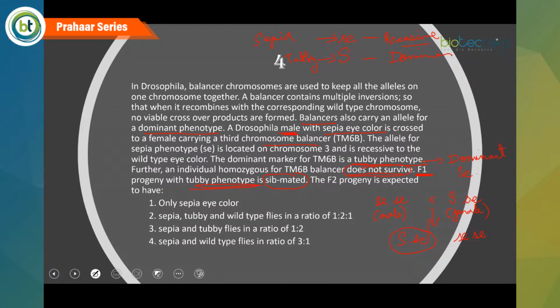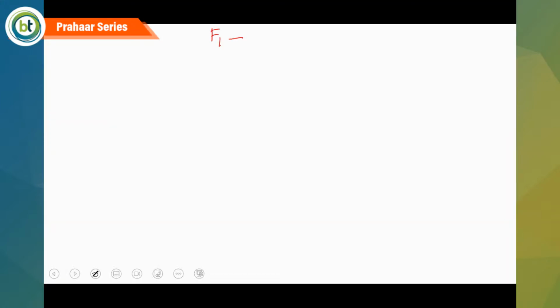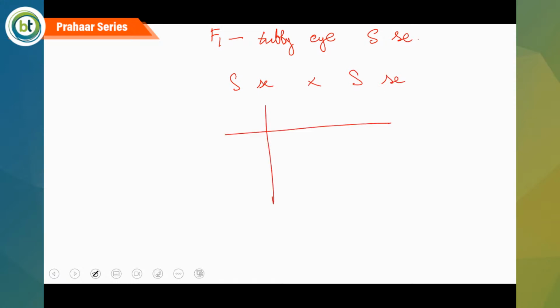So now we do the cross. Which F1 have we taken? The one with the tubby eye. Tubby eye will have which genotype? SSE. So SSE crossed with another SSE. Now make the Punnett square and see. S and SE come here, S and SE come here. So capital S, capital S; capital S, SE; capital S, SE; and here SE, SE.